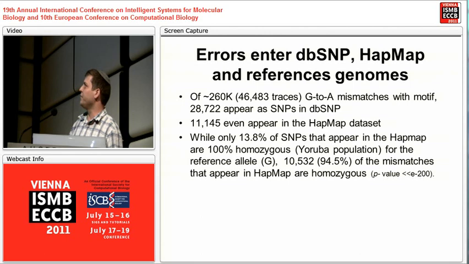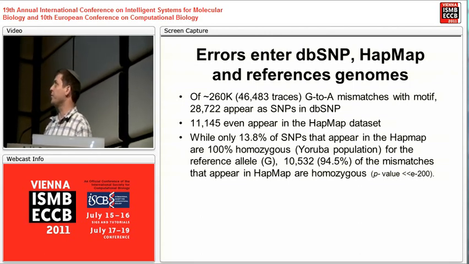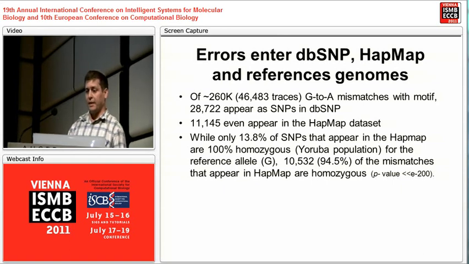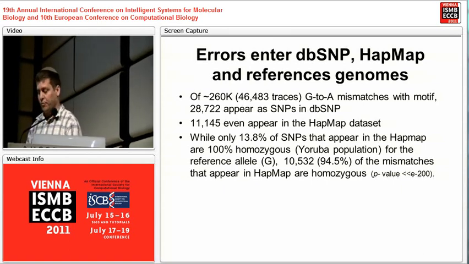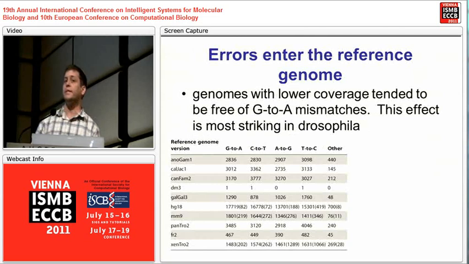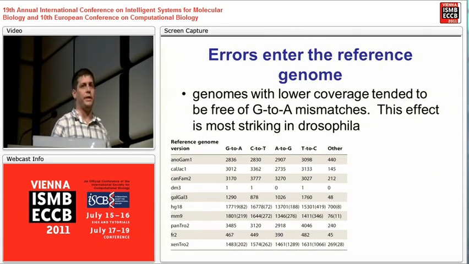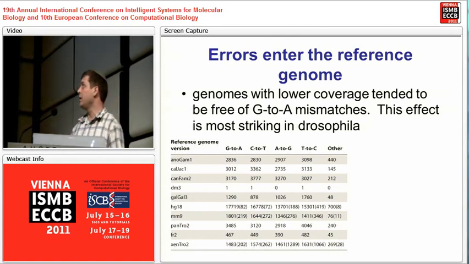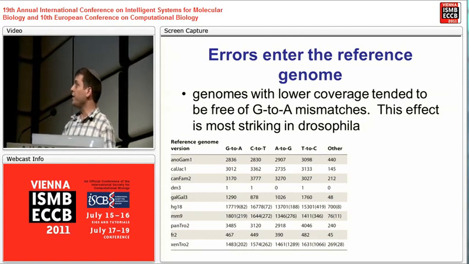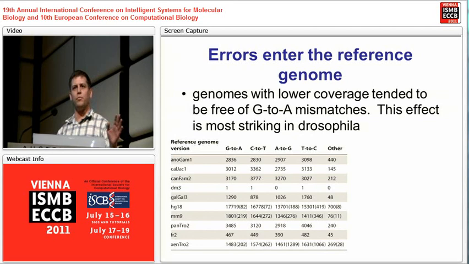While it's very rare to see all persons in the population be homozygous for a given position, we believe there are a large number of SNPs derived from sequencing errors. And not only the SNPs, but also the genomic consensus is probably affected by this artifact. For example, in Drosophila, we see no evidence for mismatches.